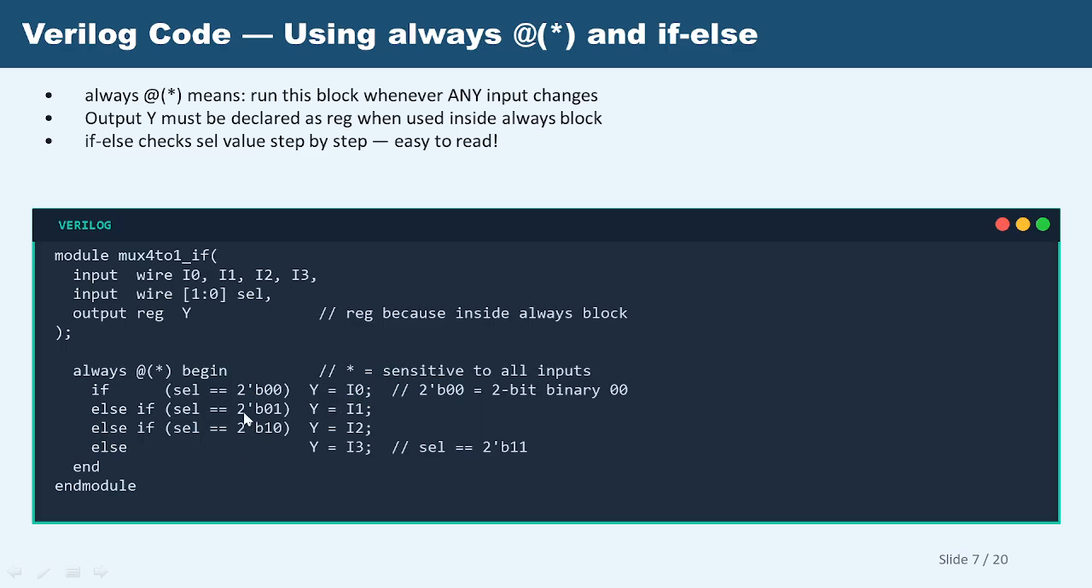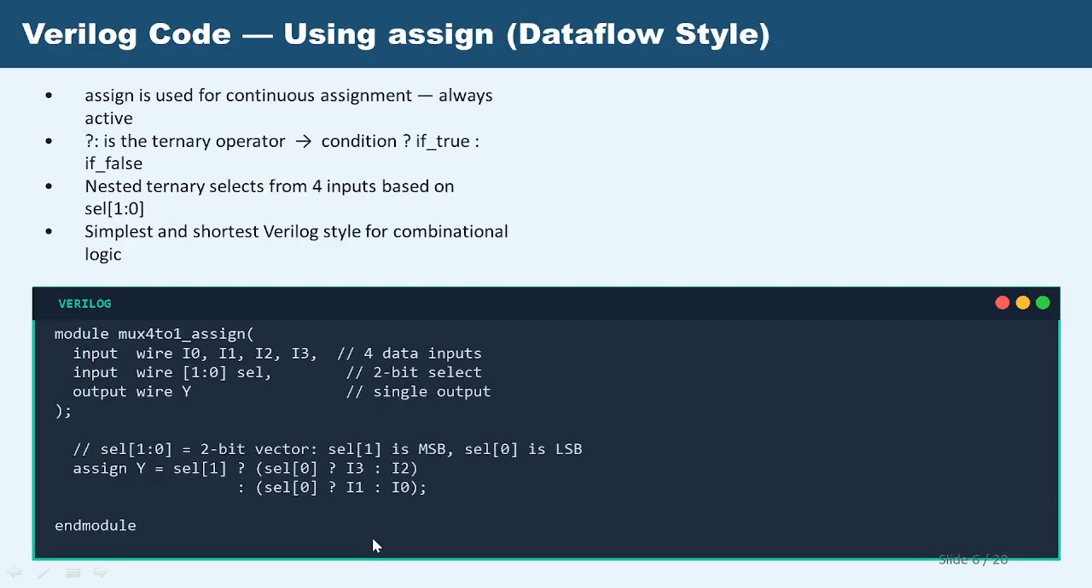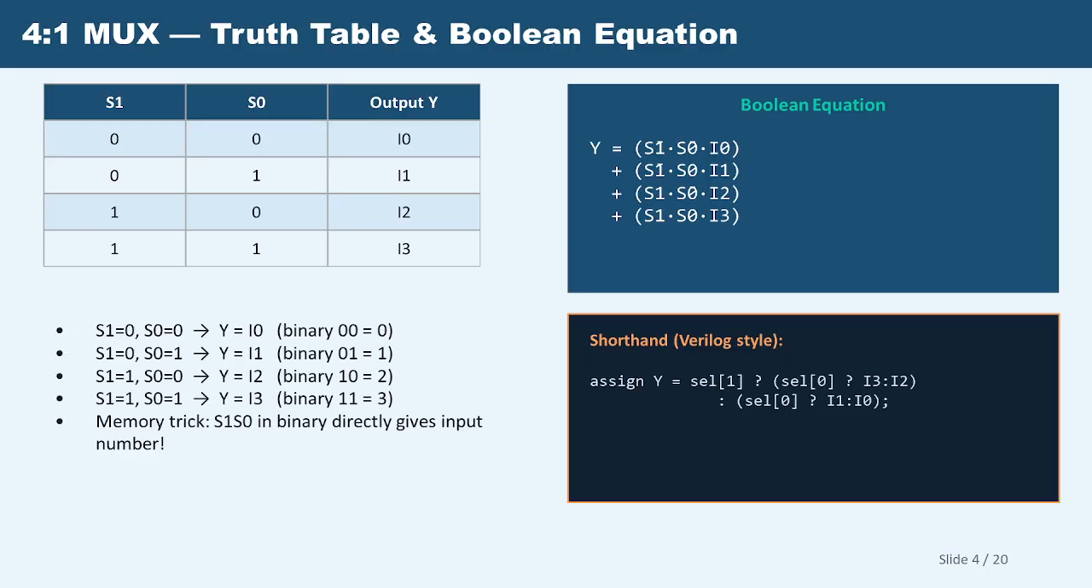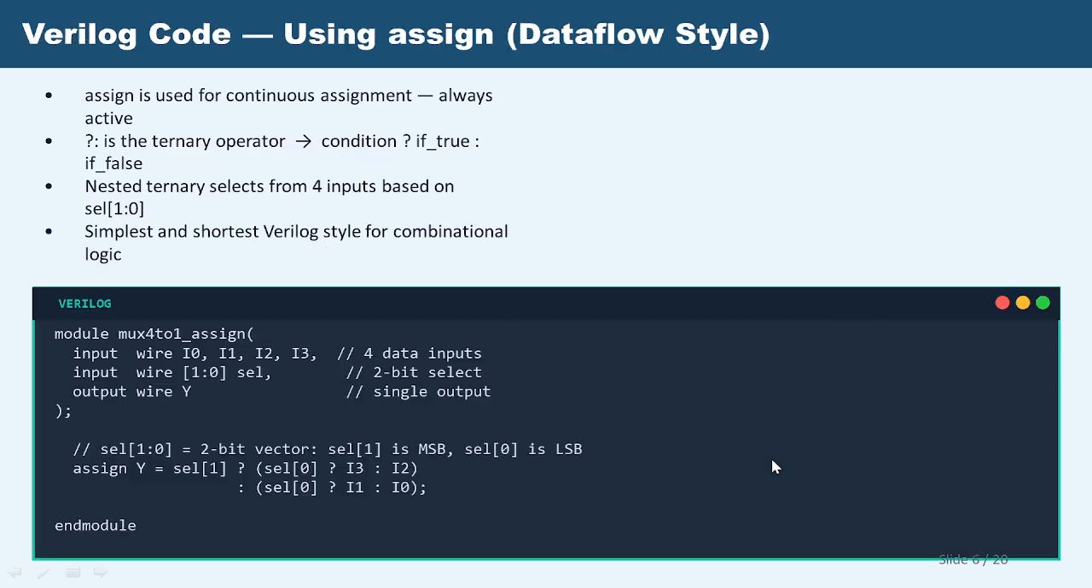If select line is 2'b01, 2'b01 means S0 is in on state. S0 in on state, so you are going to get output as I1, because 01 is the binary value of 1, right? Like that only, else if select line equals 2'b10, 10 means we are going to get output I2. See here the truth table. For 10, what are you going to get? I2, right? Like that, you need to write the code.